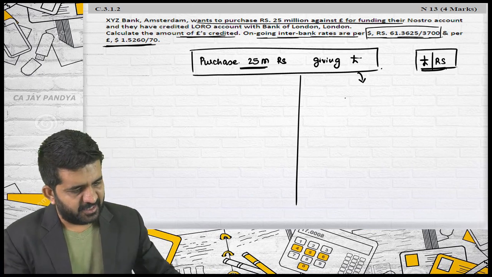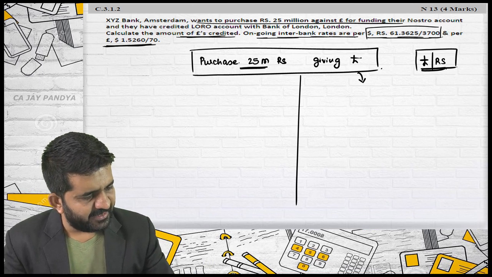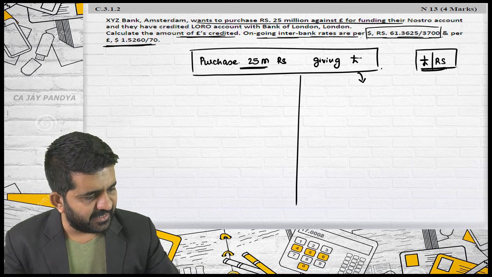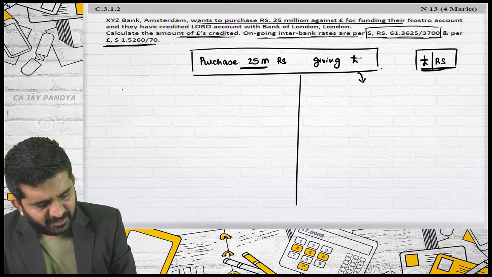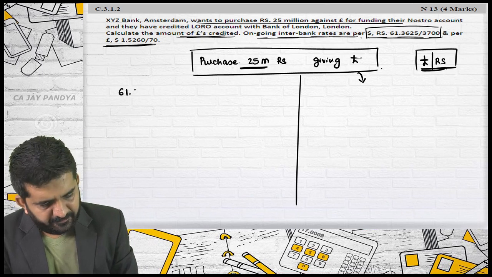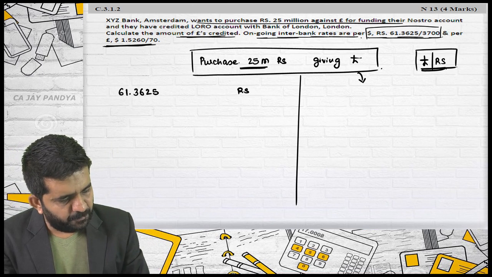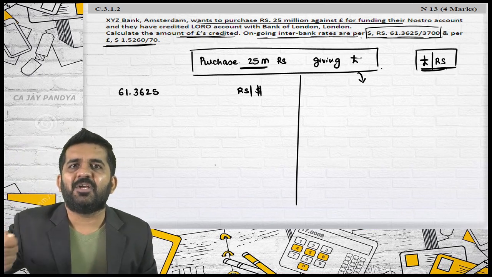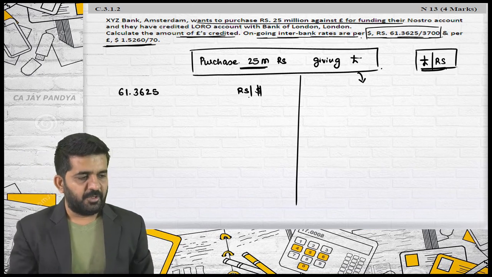Which two rates are given? Try to concentrate. Interbank rates are per dollar rupees, and you can easily understand this is per dollar rupees. That is nothing but 61.3625, and the rate is rupees per dollar. When you write down your answer, you should be comfortable in understanding the rate, so write down always in this manner. This is rupees per dollar.